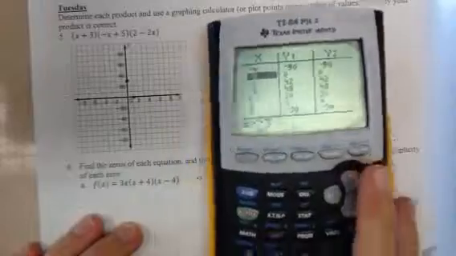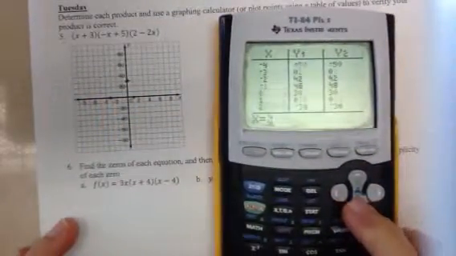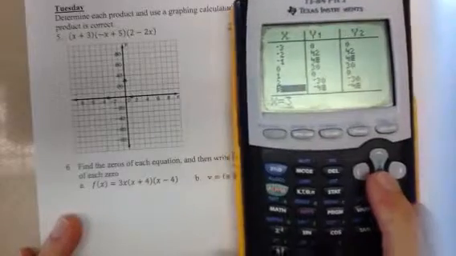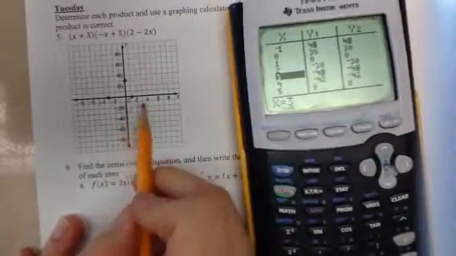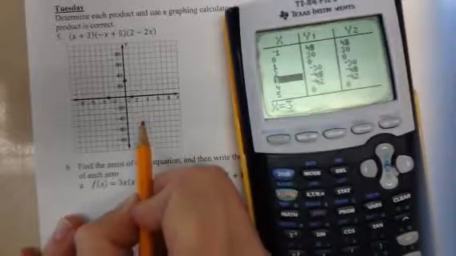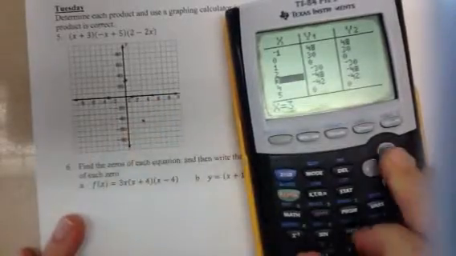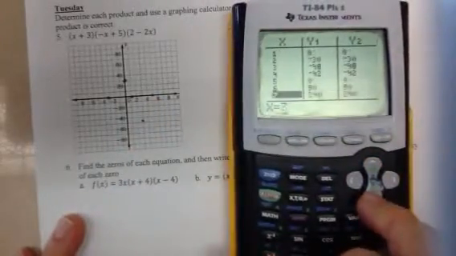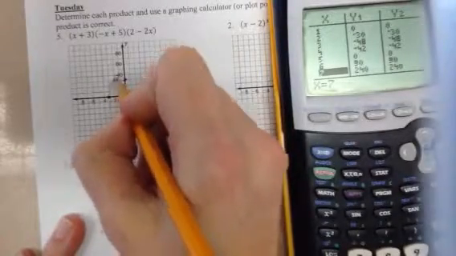And when x is negative 3, I'm at 0. So I'm over here. And I can see when x is positive 3, I'm down at negative 48. 5 is 0. So now I have a general shape of the graph, right? It's going to go something like this.